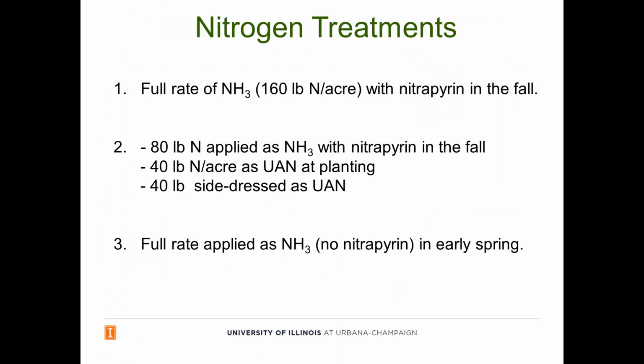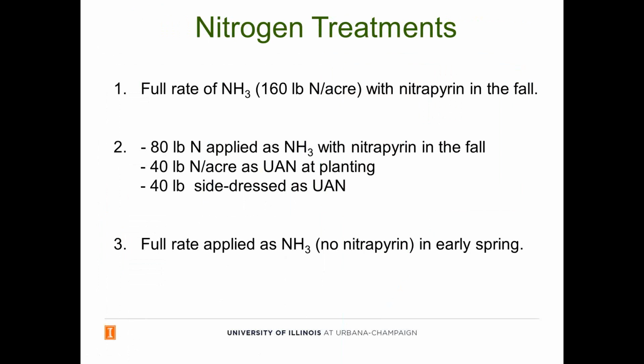Here's the 6 treatments. We have a full rate of anhydrous ammonia with an inhibitor in the fall. Our full rate is 160 pounds of nitrogen per acre, but in the first year we did have to use 200. You'll see that on one of the graphs. Our second treatment is a three-way split. Half of the nitrogen in the fall with an inhibitor. Then we come in with 25% at planting and 25% side dress as UAN.